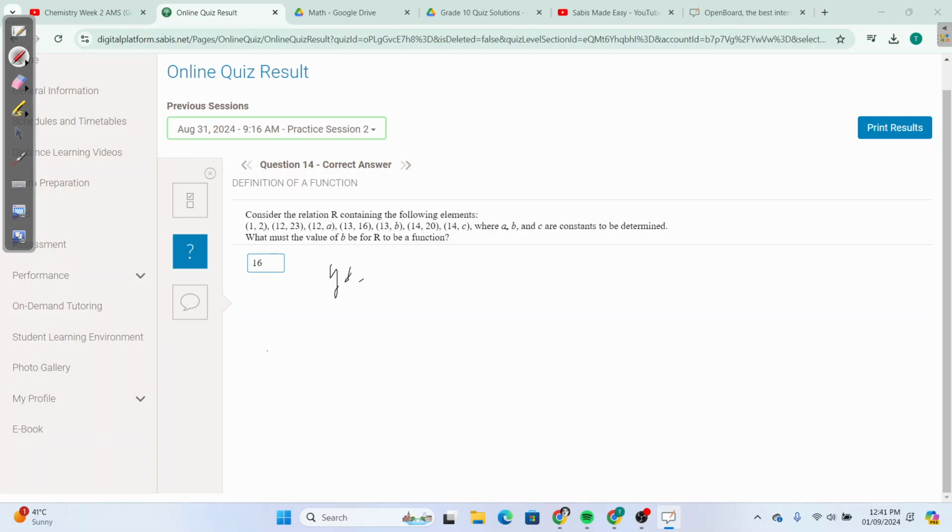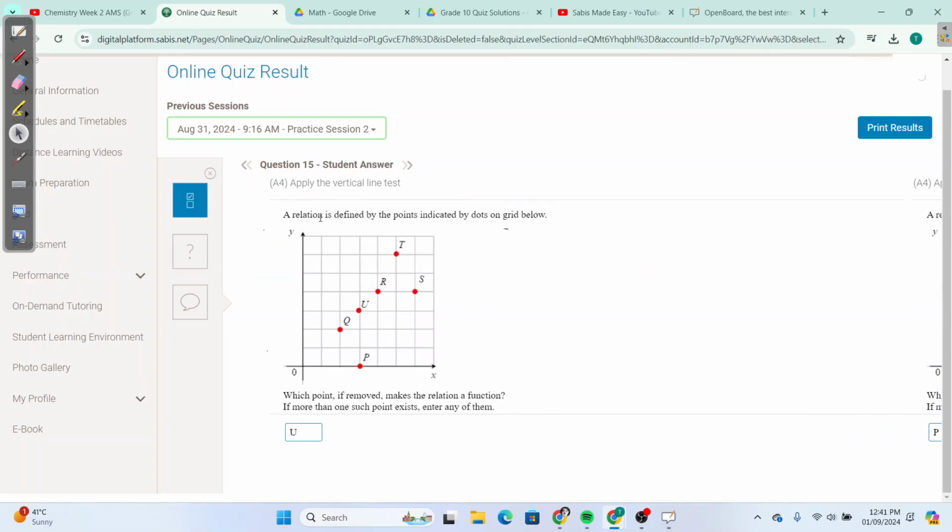Y1 for x1. So here they're trying to trick us. They're trying to make it complicated, but it's much simpler. As you can see, for this to be a function, this must be repeated. There can't be a different value for the y. There can't be a different range. So 23 is for A, B is 16, and C is 20.